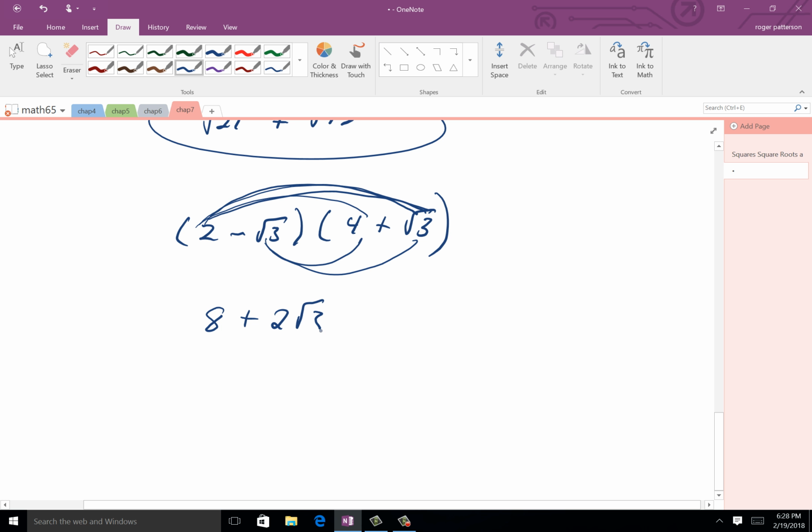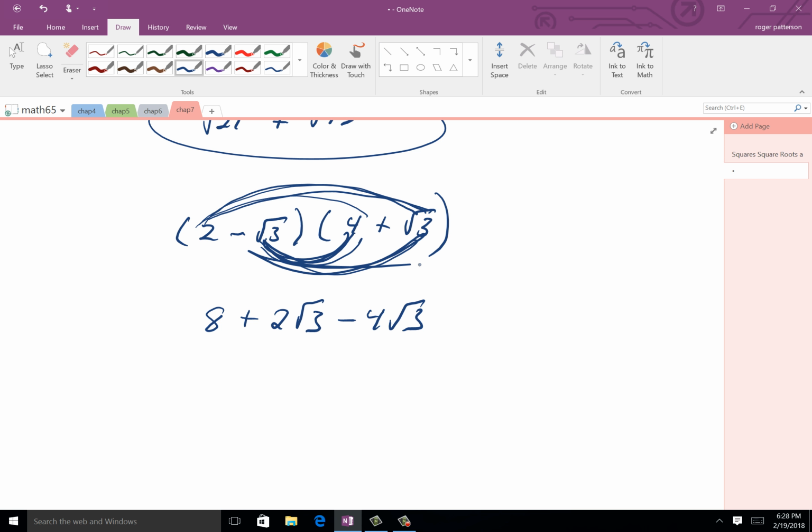2 square roots of 3, good. What about here on the inside? Okay, negative 4 square roots of 3, good. Okay, now let's think about this one. Okay, so we got a square root of 3 times the square root of 3.